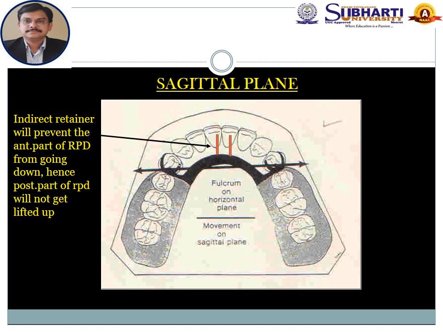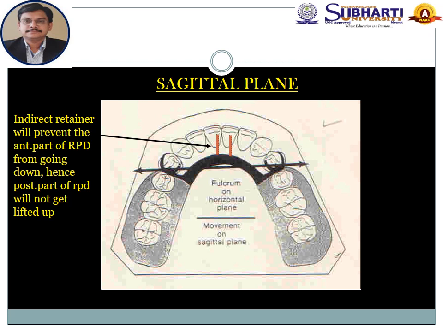So now just imagine the fulcrum is passing through these two rests, and the posterior part of RPD wants to get lifted. What will happen to the anterior part of RPD? The anterior part of RPD, that is the mandibular major connector, that horseshoe shape, will try to go downward towards the cingulum of the natural dentition.